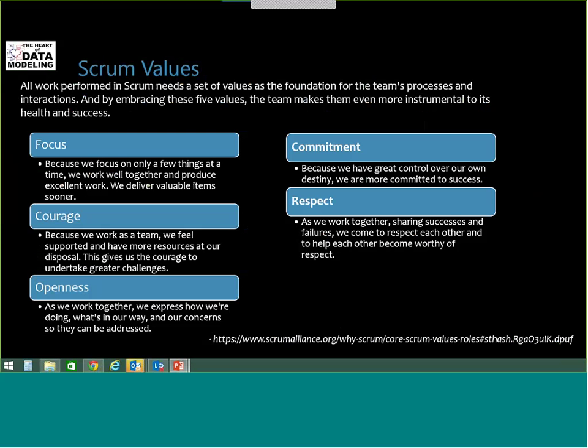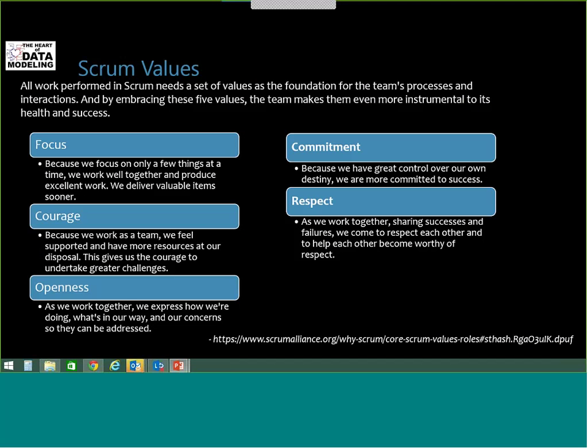Lots of comments about that. So out of Agile came Scrum, which is just based on the rugby analogy, and it has very nice value statements: only working on a few things at a time, working well together and doing excellent work, and we do valuable items sooner. Love it. That we're going to have courage to undertake greater challenges, love that.